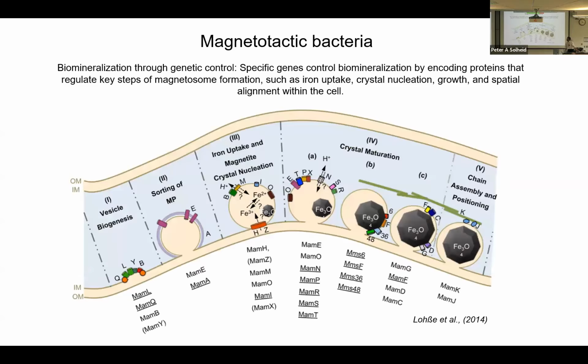MTBs have strong genetic control over the formation of crystals in their cells, and different proteins help in the formation of these crystals from the first stage, that is vesicle biogenesis, up to chain assembly and positioning. Some examples of these proteins are MamM and MamB, which help in iron uptake and magnetite crystal nucleation, and others like MamK and MamJ. These proteins help in chain assembly and positioning.